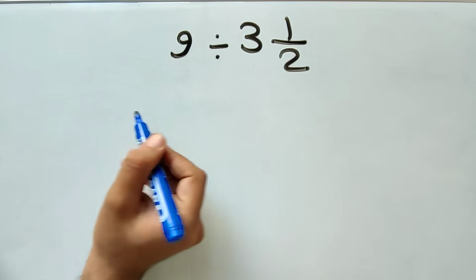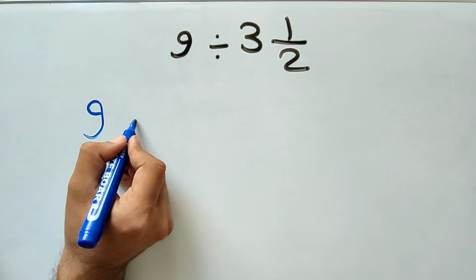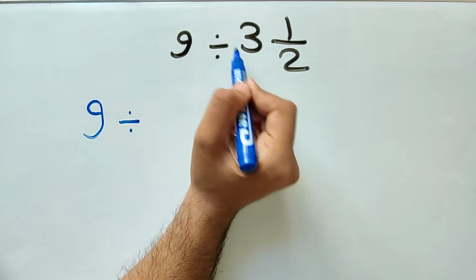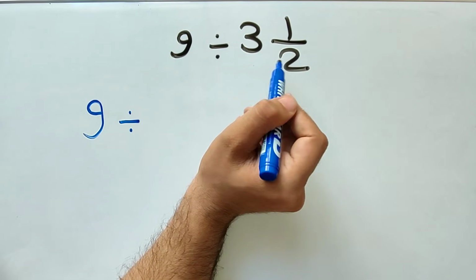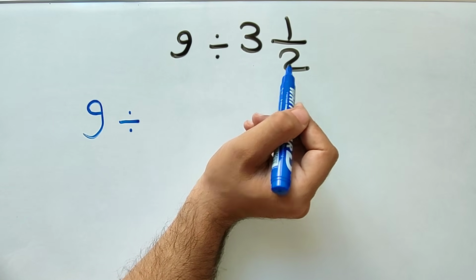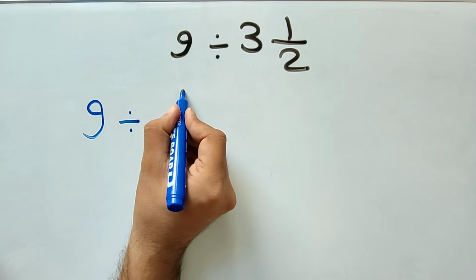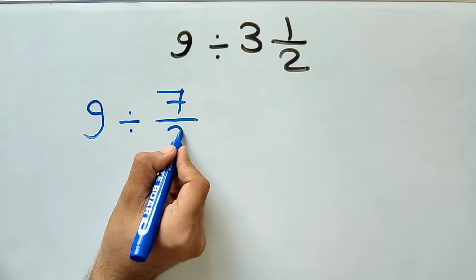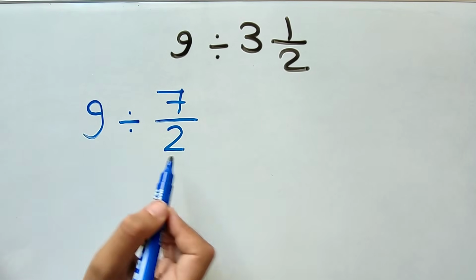So we have 9 divided by, we have to change this mixed number to a proper fraction in this way. 3 times 2 gives us 6, and 6 plus 1 gives us 7 over the same denominator, that is 2. Now we have 9 divided by 7 over 2.